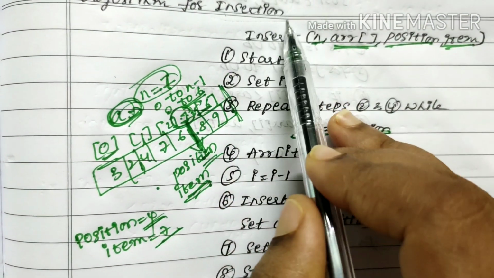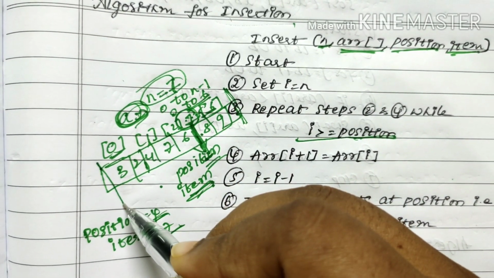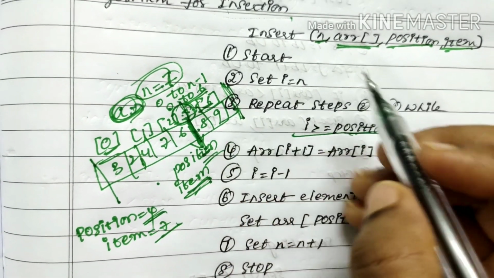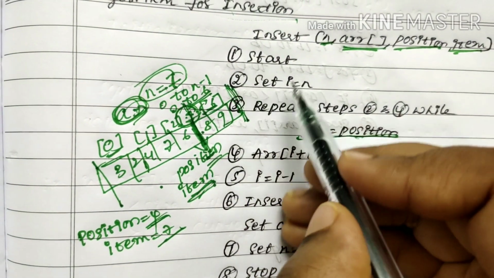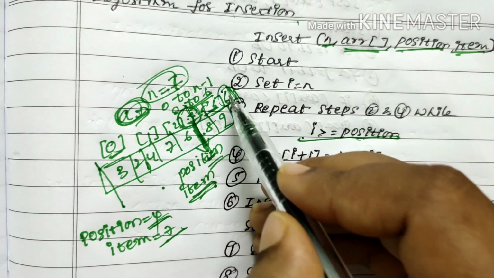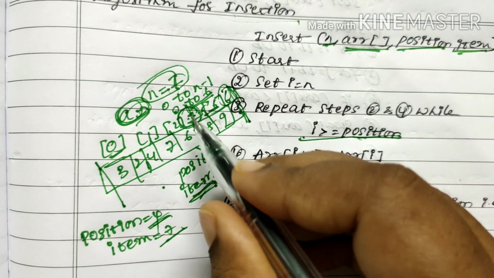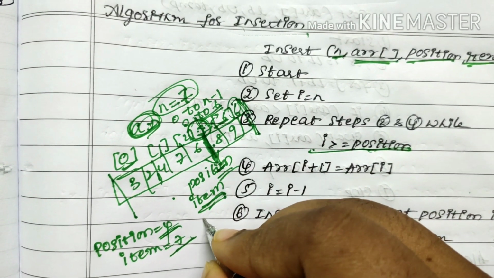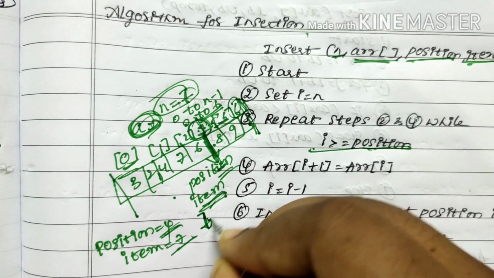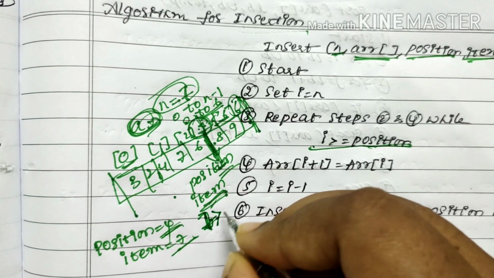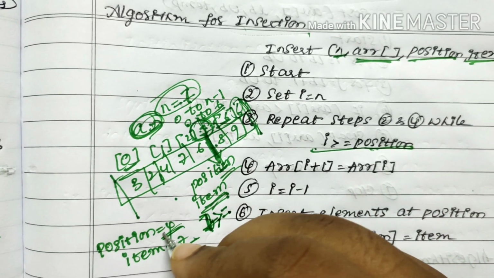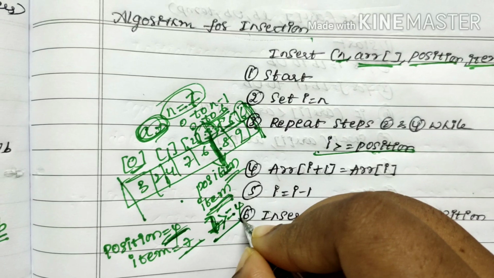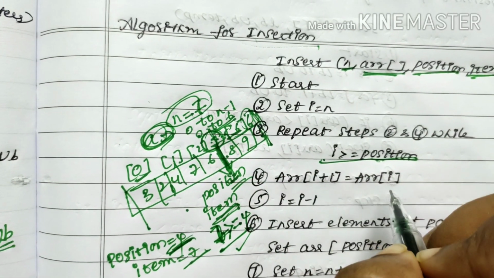Insertion is performed in 3 ways: either we perform insertion at the front end, or at the back end, or in between elements. So we are going to check whether N is greater than or equal to the position where I am going to insert. Now N is equal to 7. 7 is greater than or equal to the position, which I take as 4. Only if this condition is satisfied will it go to the next steps.